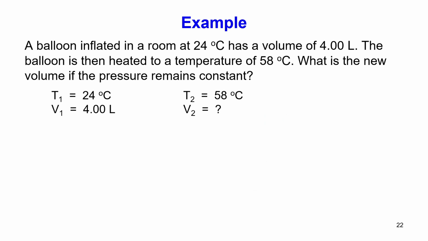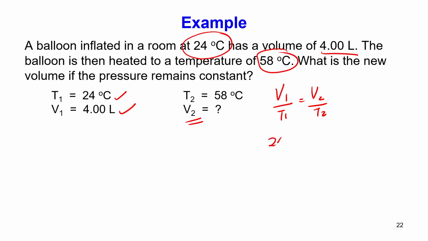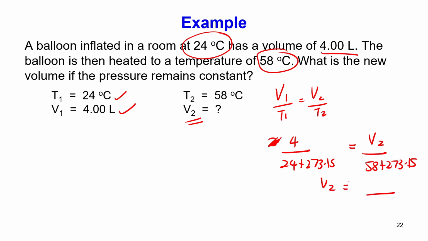So ini contoh soalan. So kita ada two conditions, T1 24 degree Celsius. Okay, we have V1 4 liter. Okay, and new temperature 58 degree Celsius. Calculate for new volume. So calculate for V2. So we will use formula V1 over T1 equal to V2 over T2. So substitute value, V1 4, T1 24 plus 273.15 equal to V2 yang kita nak cari, so 58 plus 273.15. So calculate for V2. So remember yang ni mesti tukar kepada Kelvin. So that's why kita tambah dengan 273.15.